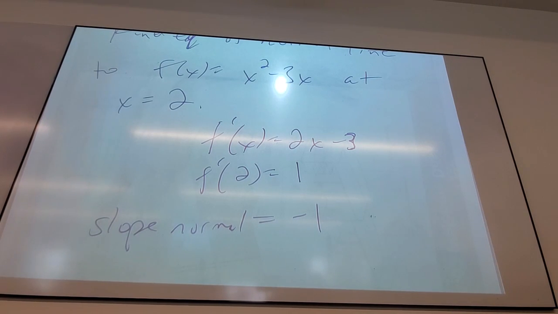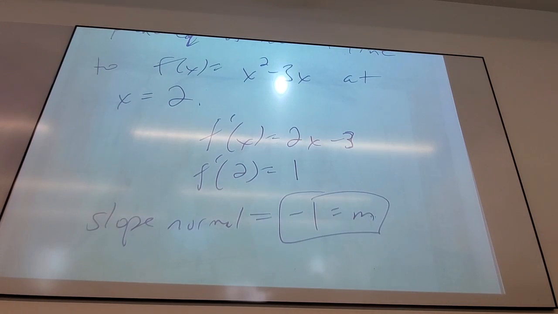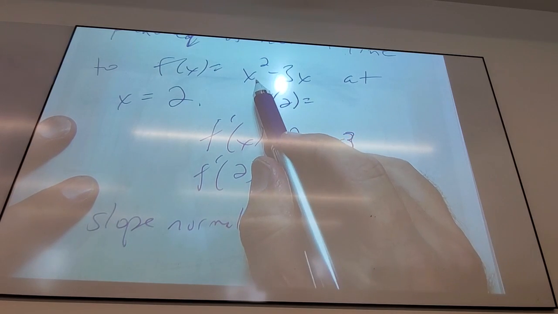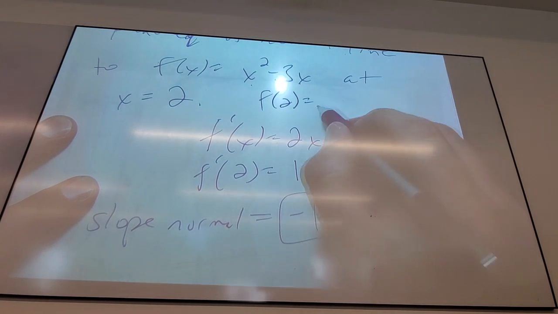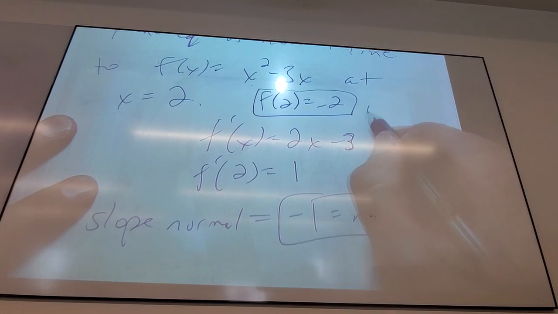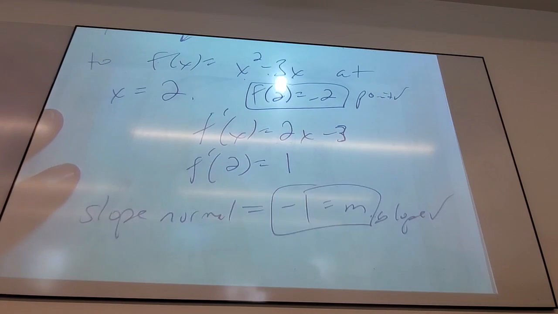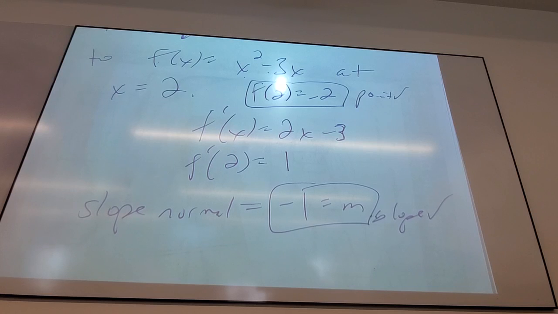Now how do I find the equation of the line? I know the slope, yes, I know the slope. What else do I need to know? Yes, I need to know a point. So what's f of 2? 4 minus 6, negative 2. So now I got a point, check, I got the slope, check. You could do mx plus b, you could do y minus y1 equals m times x minus x1, right?